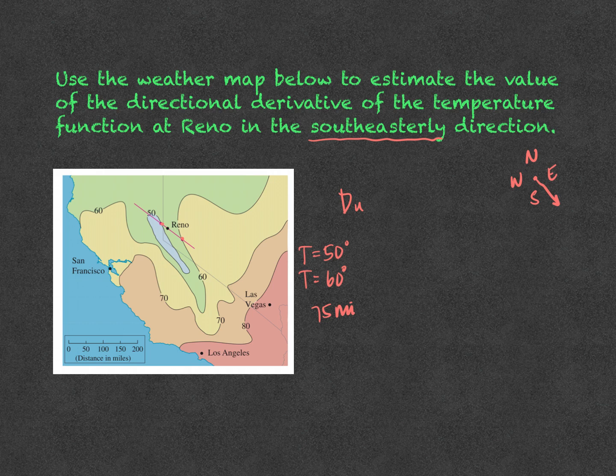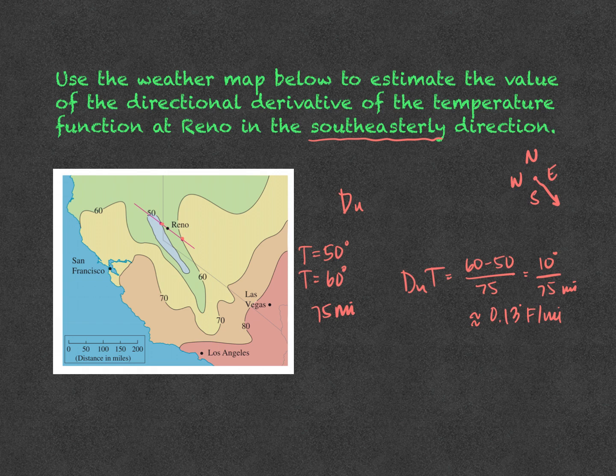So when we look at this, we say that the directional derivative then is the slope of the tangent line. So it's going to be the y values, 60 minus 50, over the change in x, which is about 75 miles. So we have 10 degrees per 75 miles. So that means we have approximately 0.13 degrees Fahrenheit per mile.